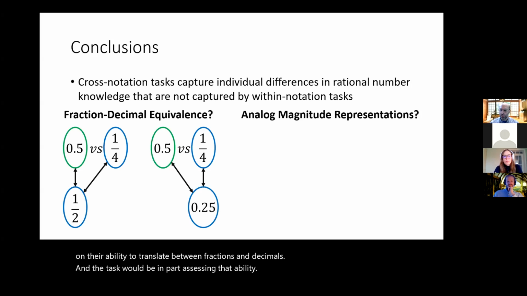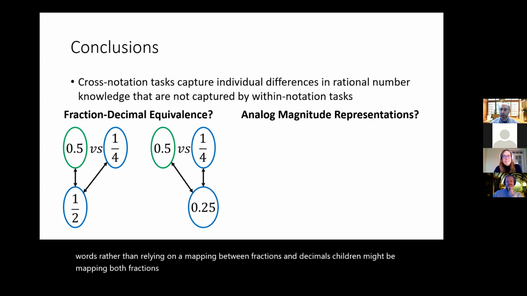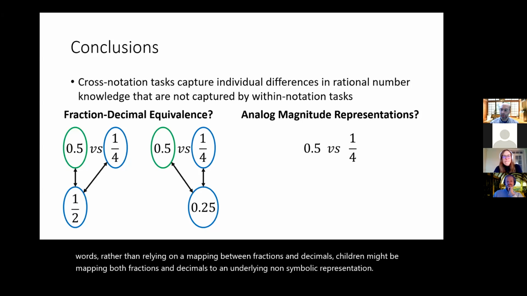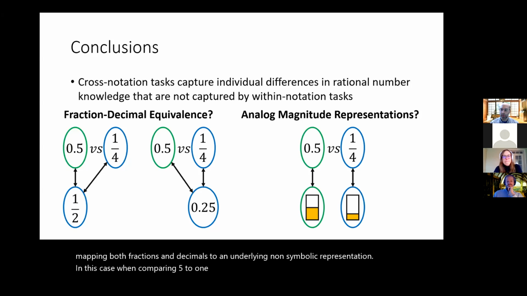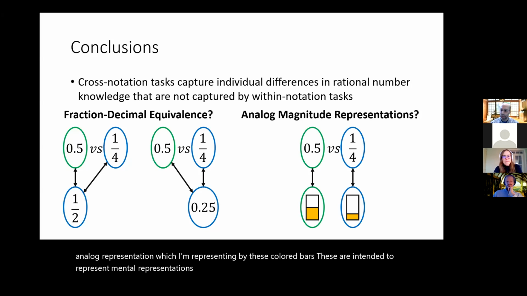The other possibility is that cross-notation tasks are measuring children's mental representations of analog magnitudes corresponding to fractions and decimals. In other words, rather than relying on a mapping between fractions and decimals, children might be mapping both fractions and decimals to an underlying non-symbolic representation. In this case, when comparing 0.5 to 1/4, the child might map each of them onto some analog representation, which I'm representing by these colored bars. These are intended to represent mental representations of magnitude, not external diagrams.